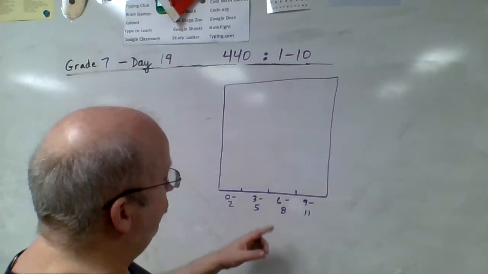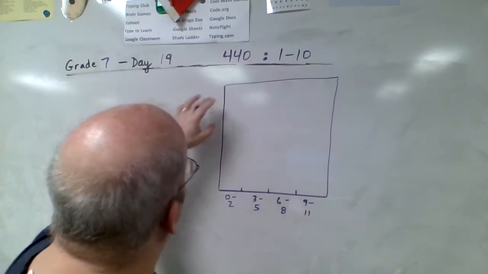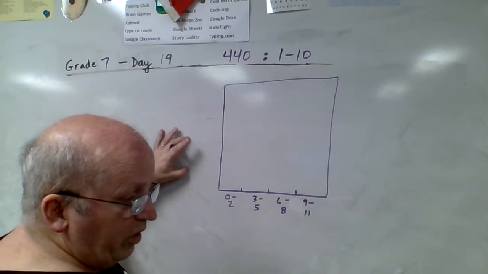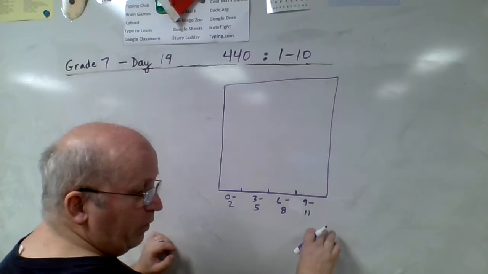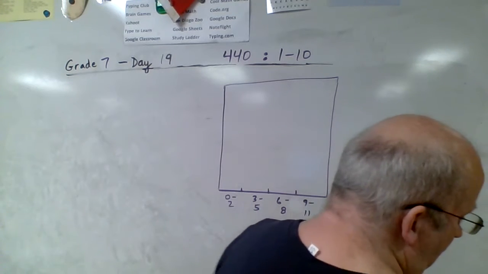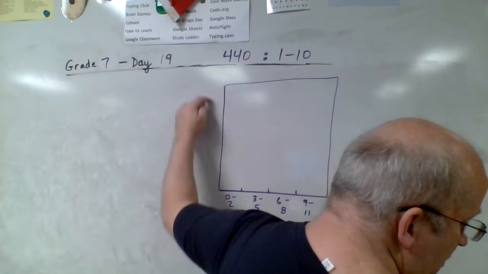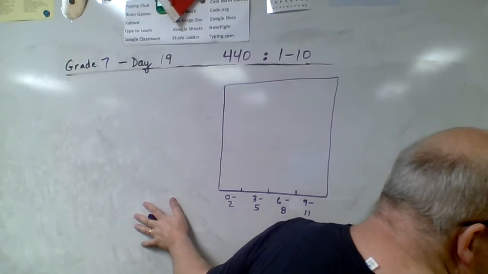When you do this, don't forget, you need a title at the top. You need numbers on this side, and you need a label for those numbers. We've got the numbers here, but we also need a label for these numbers. How do we decide how high our numbers should be over here? Well, I would suggest you look at your data on the table.